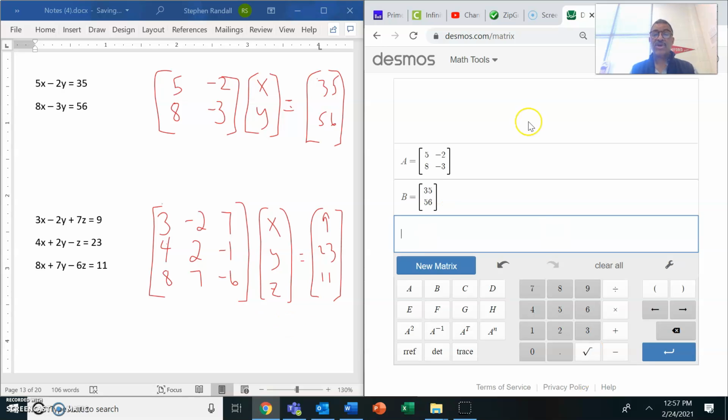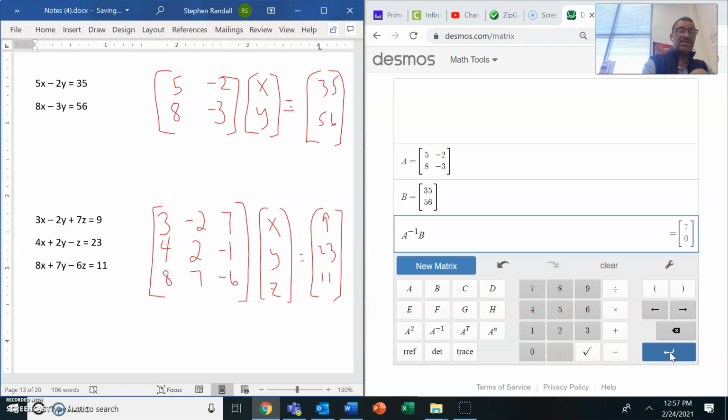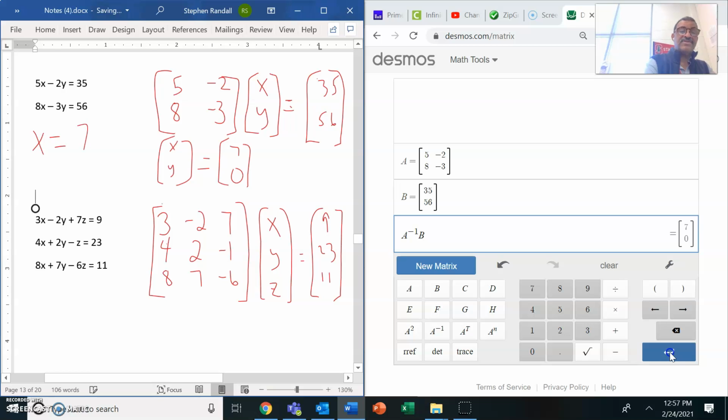Enter. And so in order to solve the system of equations, I am going to do the inverse of the first matrix, and I'm going to multiply it by the second matrix. And I'm going to get x equals 7. Since the answer x, y equals 7 and 0, then the system of equations solution is x equals 7 and y equals 0.